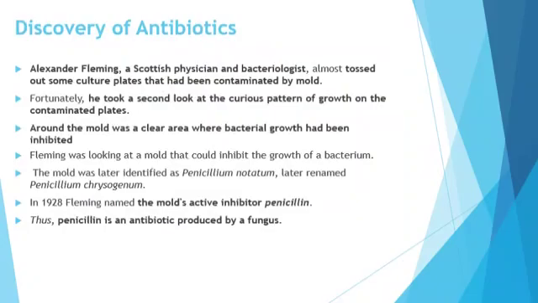In the third era of the golden history of microbiology, one of the most prominent advances is the discovery of antibiotics. Alexander Fleming was a Scottish physician and bacteriologist. Fortunately, he took a second look at the curious pattern of growth on the contaminated plates. Around the mold was a clear area where bacterial growth had been inhibited. This mold was later identified as Penicillium notatum, later renamed Penicillium chrysogenum. In 1928, Fleming named the mold's active inhibitor penicillin. Thus, penicillin is an antibiotic produced by a fungus.